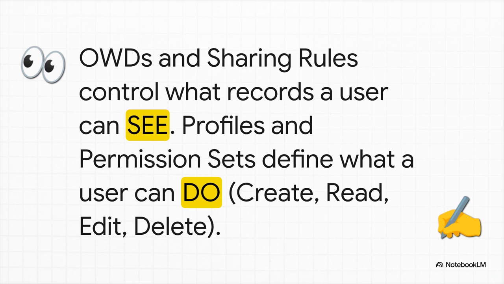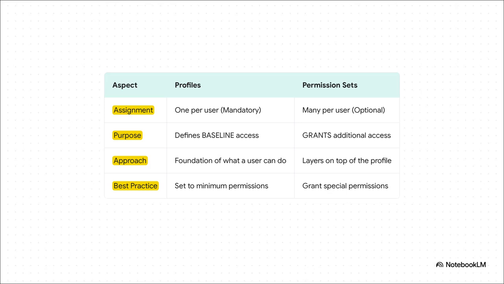The first part, what you see, is record-level access. That's our OWDs and sharing rules. This second part is object-level permissions, and that is all about profiles and permission sets. Look at how these two work together. Every single user has to have one profile. That's their foundation, their baseline set of permissions. But a user can have lots of permission sets layered on top. Think of those like special keys for specific tasks. The best practice here is to keep your profiles really lean and clean, and then use permission sets to grant any special access needed.